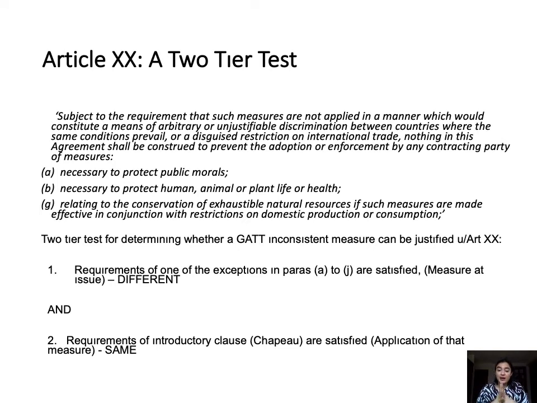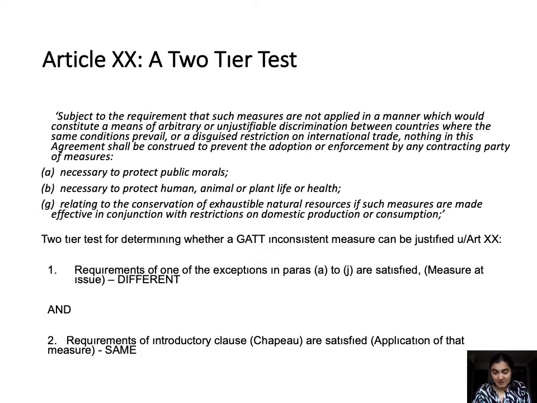But do not forget that Article 20 or invocation of Article 20 requires you to satisfy a two-tier test. And this two-tier test consists of, at the first tier, satisfying the requirement of the subparagraph you're invoking. Article 20A, B, C, D, G, F, right? And the second tier of this two-tier test of Article 20 constitutes satisfying the requirements of the chapeau.